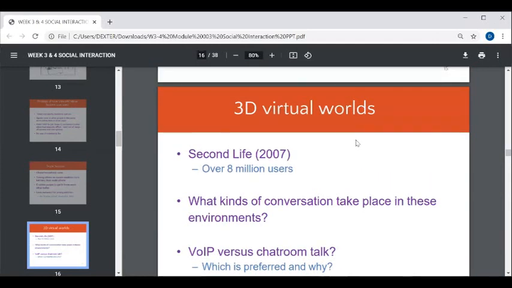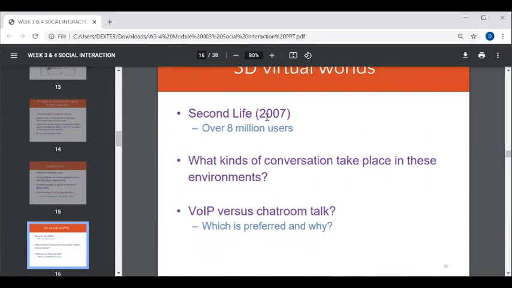Then we have the 3D virtual world. Okay, example, no, 2007, yung Second Life, over 8 million users. So what kind of conversation takes place in this environment? Okay.